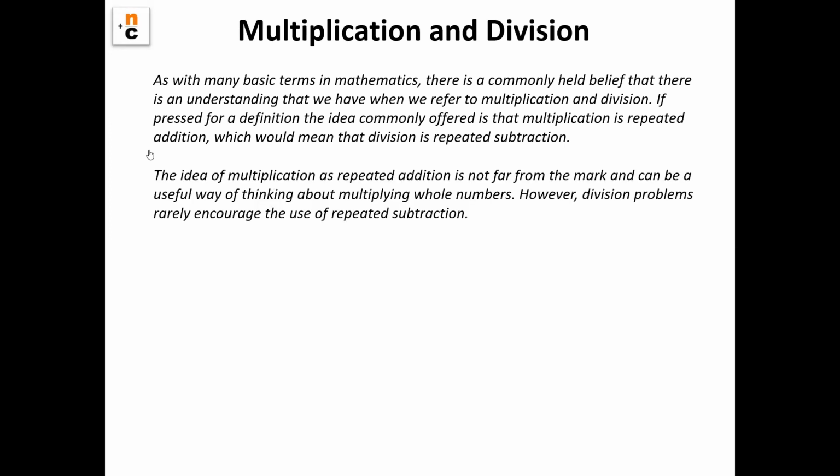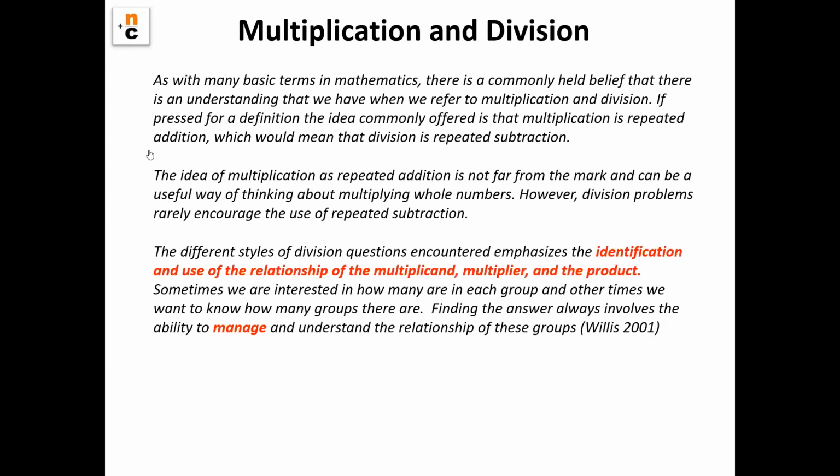So, multiplication and division. As with many basic terms of mathematics, there's a commonly held belief that there is an understanding that we have when we refer to multiplication and division. If pressed for a definition, the idea commonly offered is that multiplication is repeated addition, which would mean that division is repeated subtraction. The idea of multiplication as repeated addition is not far from the mark and can be a useful way of thinking about multiplying whole numbers. However, division problems rarely encourage the use of repeated subtraction.